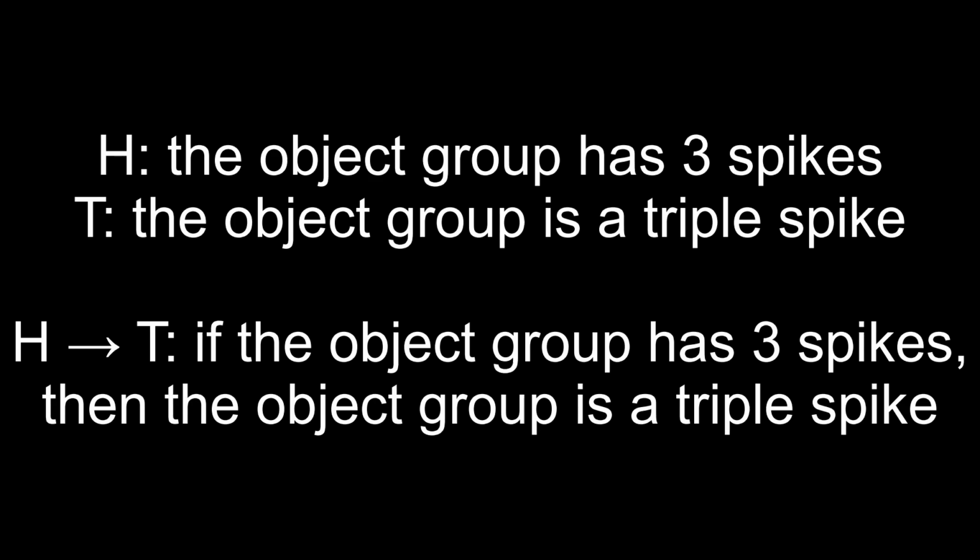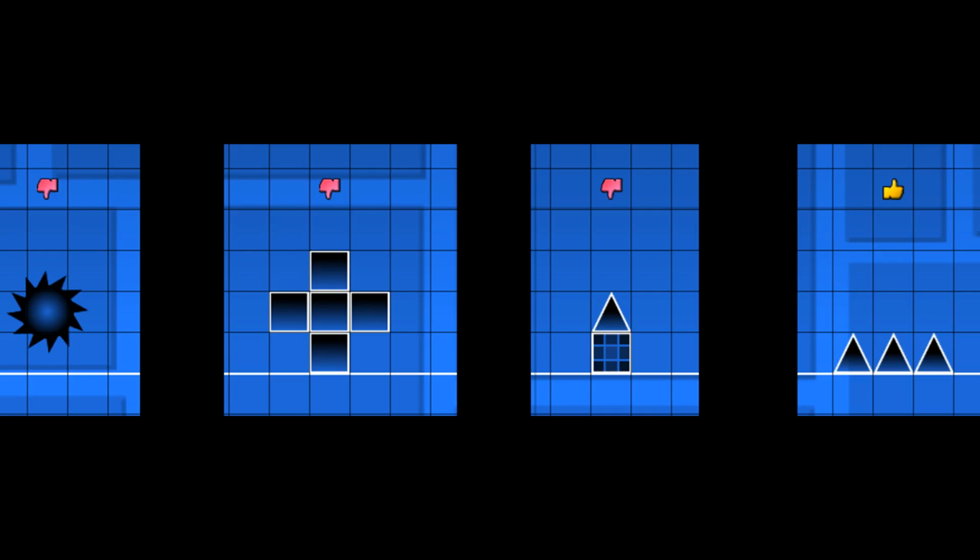H, the object group has three spikes. T, the object group is a triple spike. Under the most common interpretation of the given constraints, H implies T. If the object group has three spikes, then it is a triple spike. You can see from these various examples given that only the group shown in the rightmost image satisfies the proposition H and thus T. So we know that it is in fact a triple spike and everything else isn't.